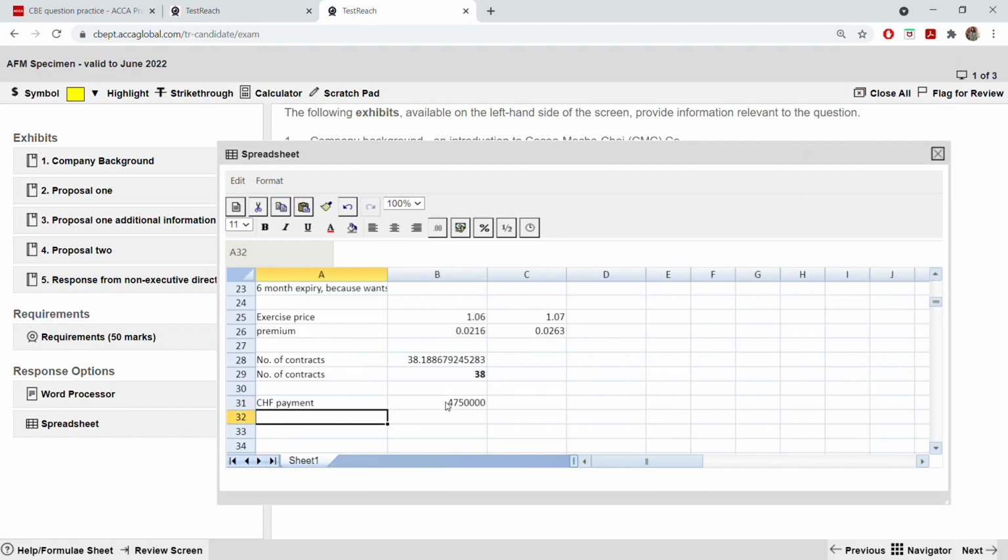So premium, how are you going to calculate? We are going to work everything under this column for 1.06. So premium, remember this is in dollar. It will be a dollar payment. You have to convert it into Swiss franc also. It should be a Swiss franc premium.